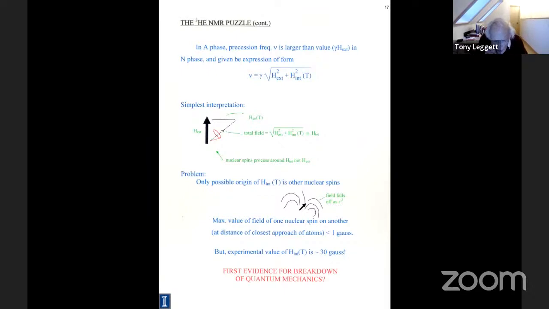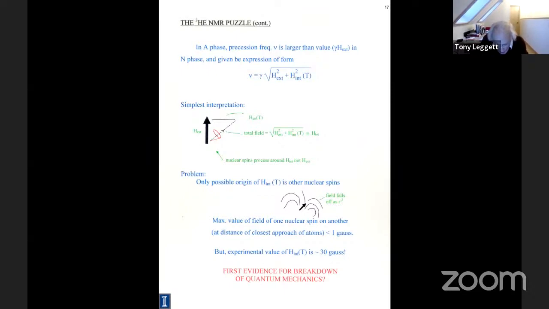However, it's a problem. Where does this extra internal field, the transverse one, come from? The only possible origin is the other nuclear spins. Remember that you're talking about helium, so the electrons are just about totally inert. So the only other source of the internal field is the other nuclear spins. And even when two atoms are packed as tightly as they can be against one another, the maximum value of the field of one nuclear spin on another is less than a Gauss, whereas the experimental value, which you need to explain the shift of the resonance frequency, that is this H internal, is something like 30 Gauss.